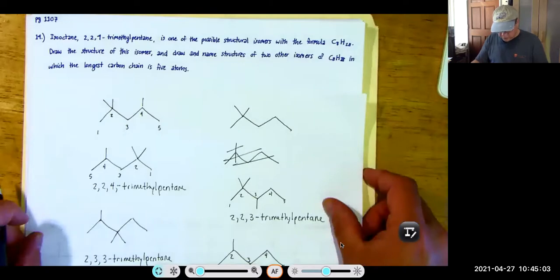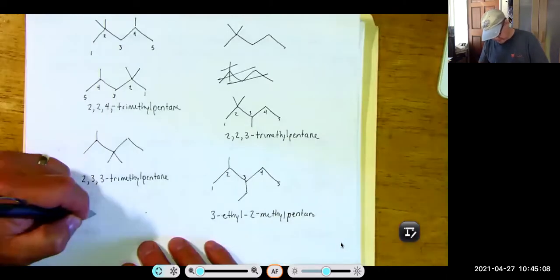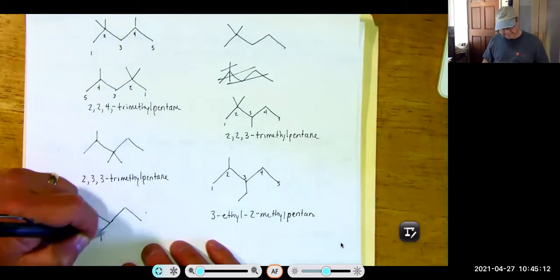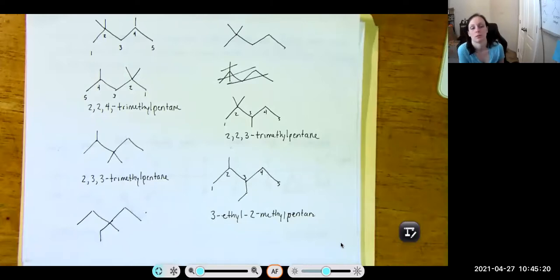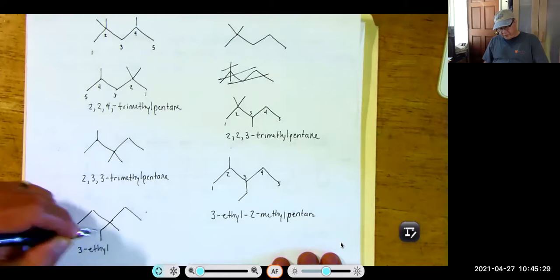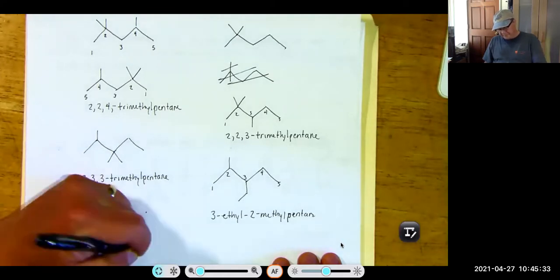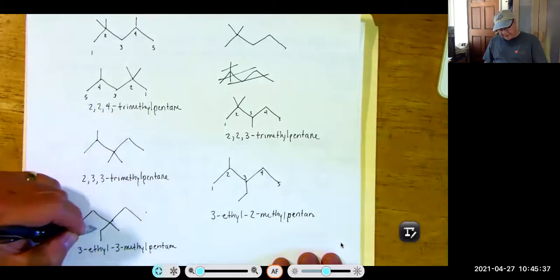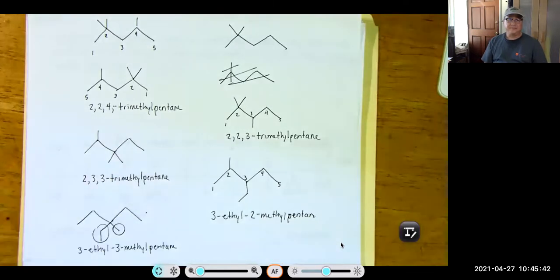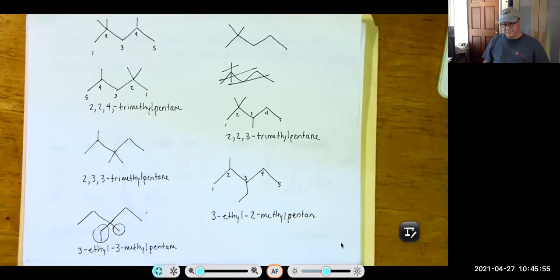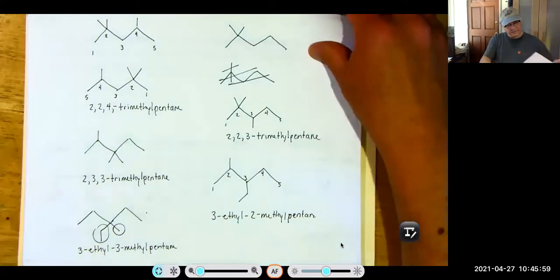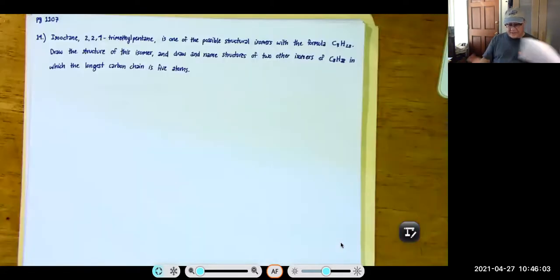Okay. And then there's one more. There's this one. See if you can name this one. Is it 3-propyl? Nope. 3-ethyl. Oh. 3-methyl. So this is the ethyl and this is the methyl. To have a propyl, you have to have 3 carbons in a row, not 3 carbons like this. Oh, not 3 total, but 3 in a row. Okay, so that's the answer to that one.